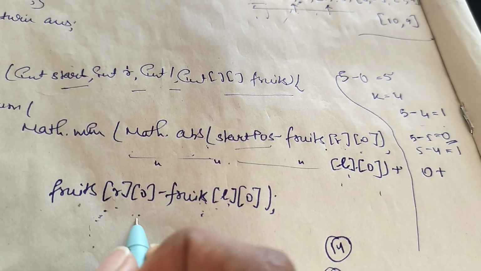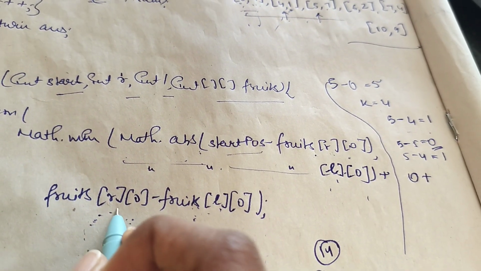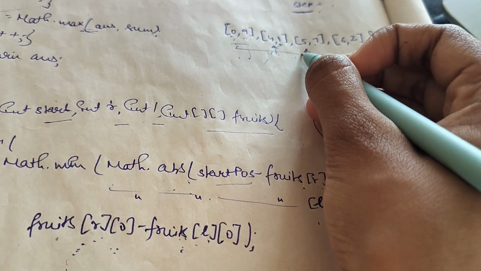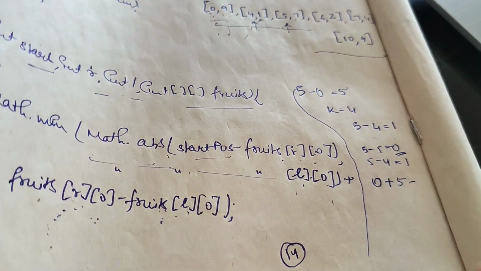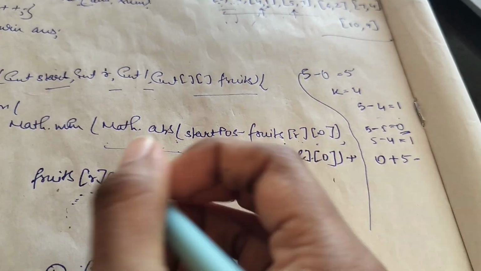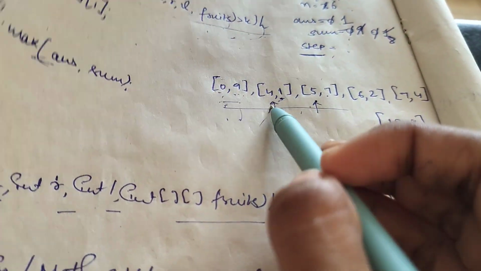Now fruits[right][0]. What is right[0]? Right is 2. So here plus 5, minus left[0], that is left 1, minus 4.